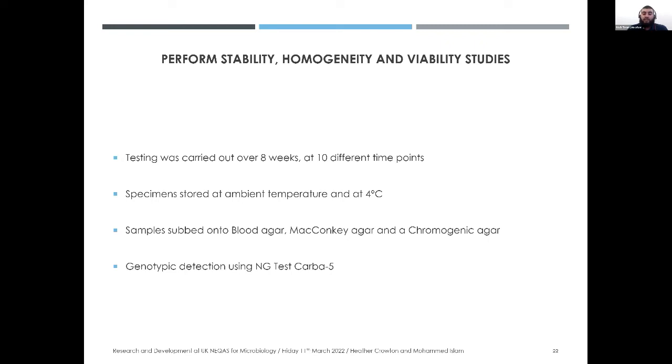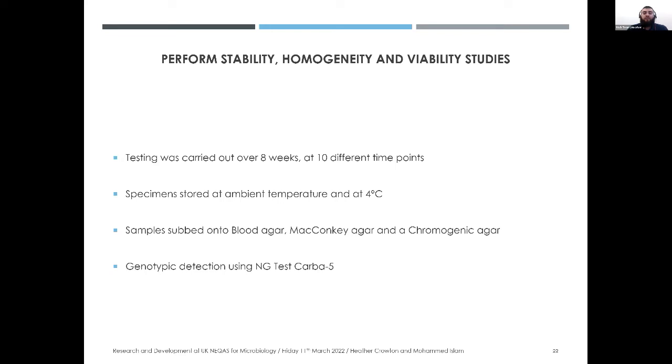Specimens were also created in duplicate, where one set of samples was kept in ambient condition and one set was kept at 4 degrees. This was to determine which temperature and conditions would be best for specimens to be stored at. The testing involved subbing each sample medium onto a blood agar plate, a MacConkey plate, and a chromogenic agar at each time point, which was then incubated for 24 hours, where yield of growth and colony morphology was recorded throughout the weeks of testing.